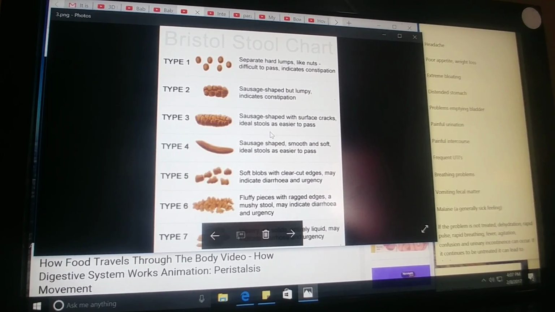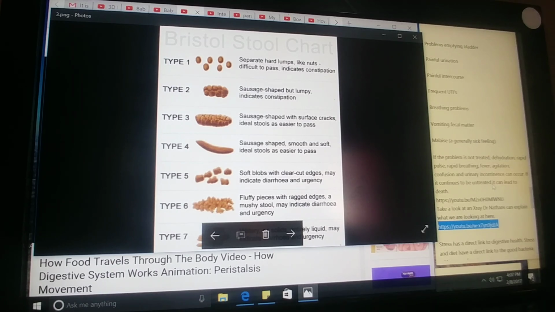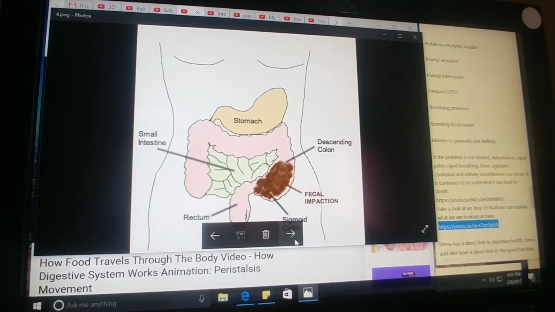And this is something I use on a day-to-day basis to tell whether or not I'm healthy, because your stool tells a lot about your health. So if an impacted colon is not treated, dehydration, rapid pulse, rapid breathing, fever, agitation, confusion, and urinary incontinence can occur. If it continues to be untreated, it can lead to death.